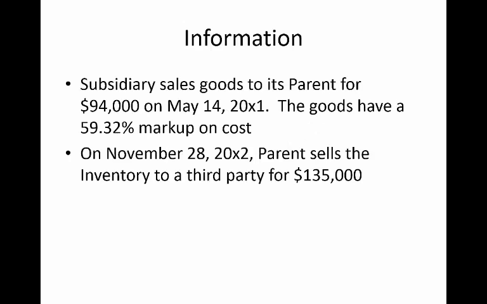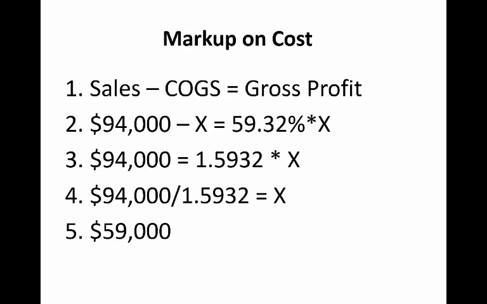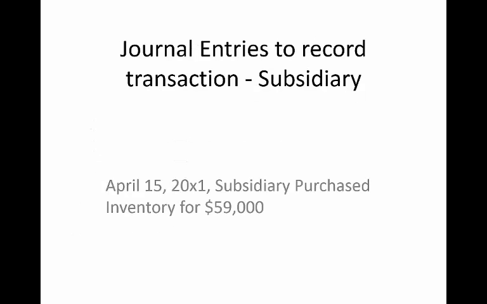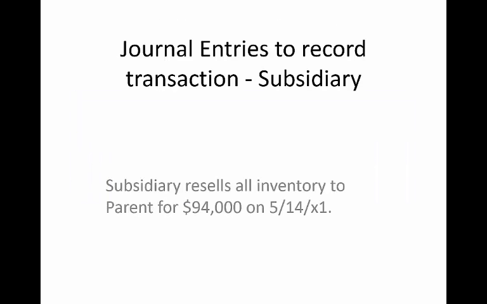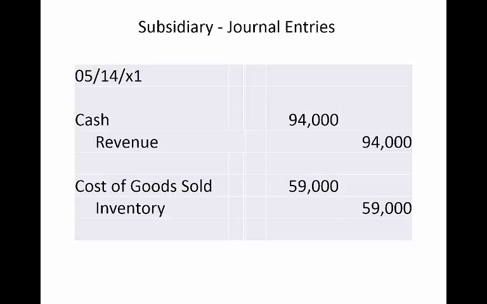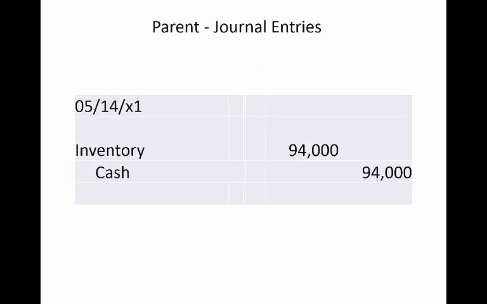Here are the inventory sale information. Similar to case 1 on the upstream transactions, we'll continue with this information for consistency. So we'll compute the markup on cost, and by following the markup on cost formula, we can determine that the gross cost of goods sold is $59,000. So the subsidiary will make the following entry when they buy the inventory. They will later make the next entry here when they sell to the parent. And then the parent will make this entry when they buy it. This is similar to case 1.